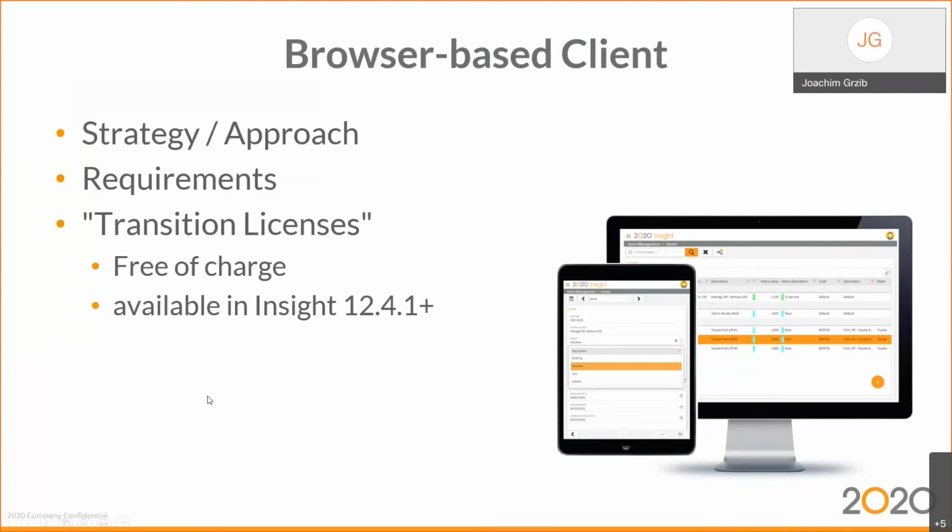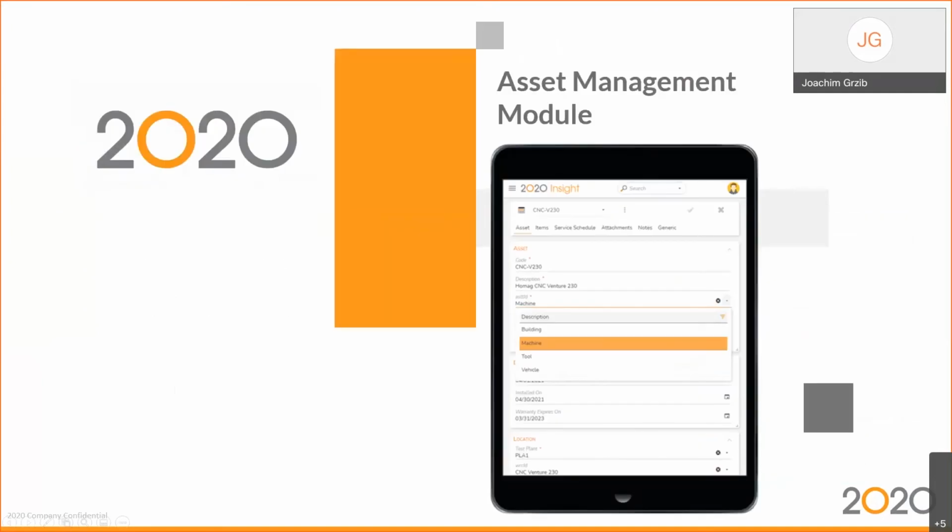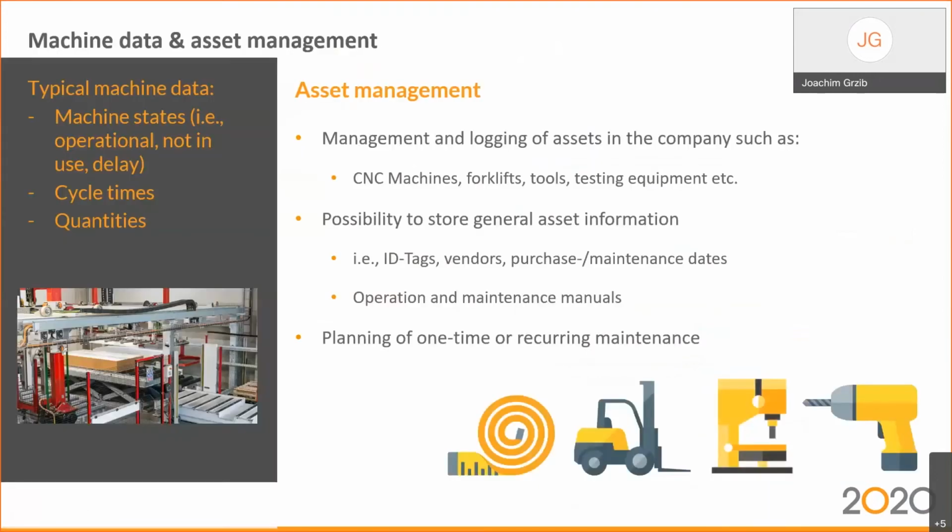Next is the asset management module. And before we go into the software and have a look at it, a few words on what we want to do with this and what you can do now with the asset management module. So first of all, it is a tool that allows you to manage and to log any assets that you have in your company. And this could be a machine like a CNC, a saw, it could be a forklift, any kind of tools. In the end, any kind of equipment that you have and where you want to have a look, you can store in this asset management module. And the idea is that you can store here any kind of information.